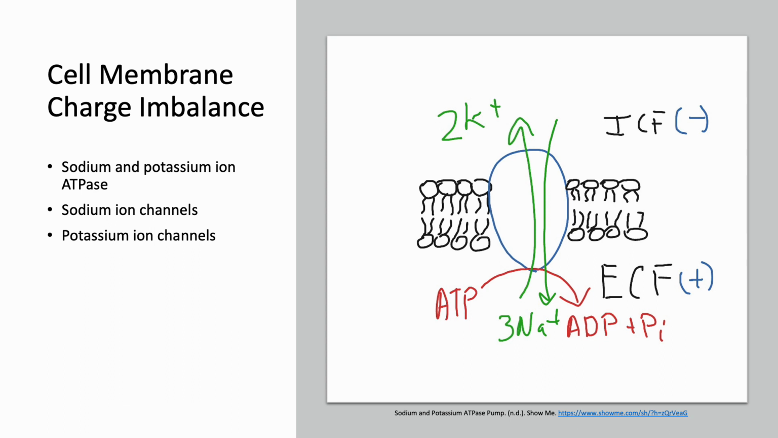The sodium and potassium ion ATPase imparts a charge imbalance over the cell membrane. This occurs because there will always be 3 sodium ions carried out of the cell for every 2 potassium ions taken into the cell. The inside should be more negative with higher levels of potassium, and the outside should be more positive with more sodium ions. If sodium ion channels open, the ions will travel inside, causing depolarization to occur. If potassium ion channels open, the ions will flow outward, causing hyperpolarization.